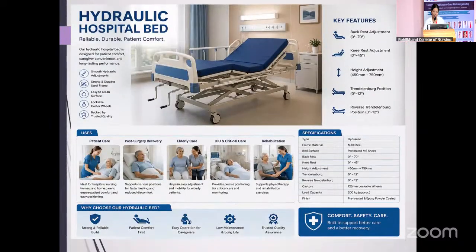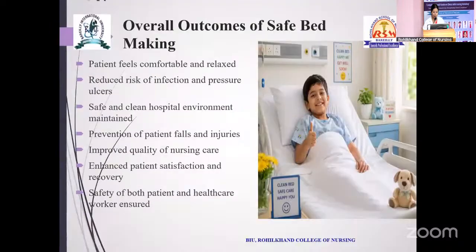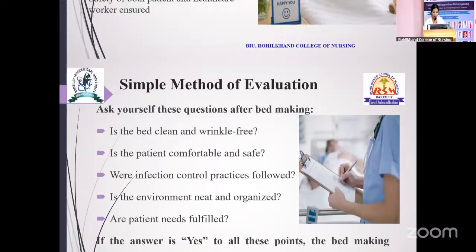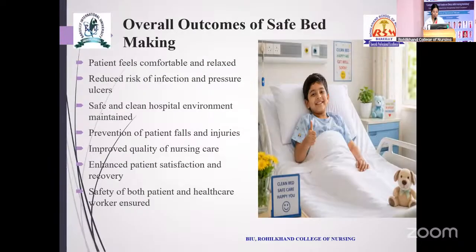This is also a hydraulic bed. This bed is also in use in hospitals. It is the most important bed if a patient is being shifted to the OT or for emergency purposes, so this bed is always used for comfort and safety. It is used for patient care, post-surgery recovery, elderly care, ICU critical care and rehabilitation. Overall outcomes are that the patient is safe, comfortable and relaxed, with reduced infection and pressure ulcers.